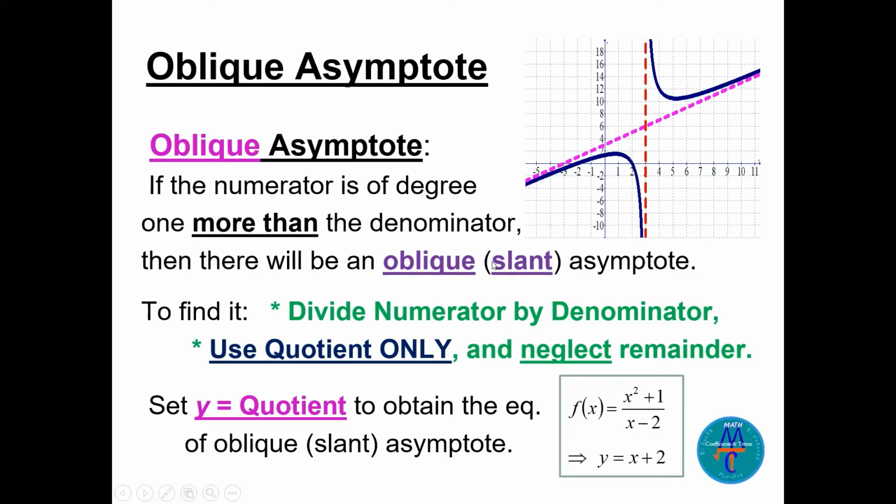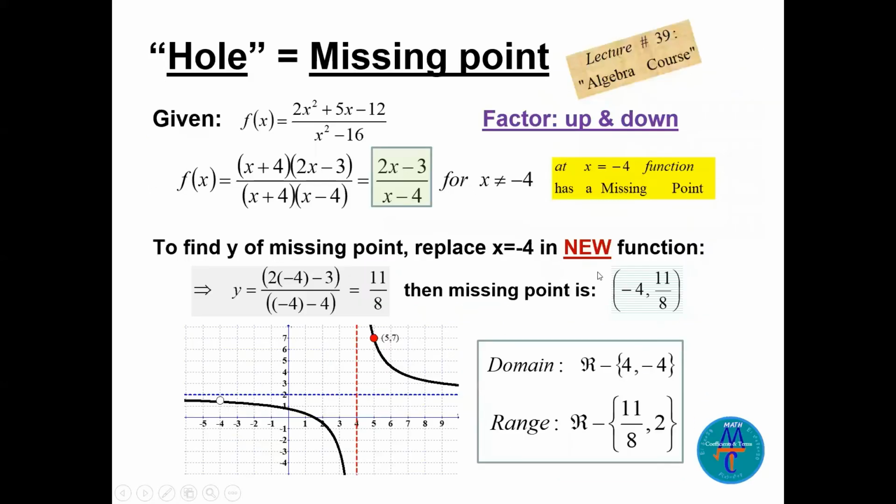Another word for oblique is slant. Both are not easy words. You can say oblique or slant asymptote, which is a straight line, not vertical, not horizontal.